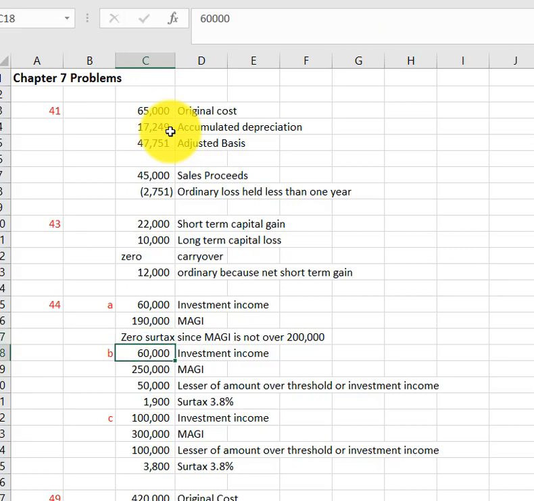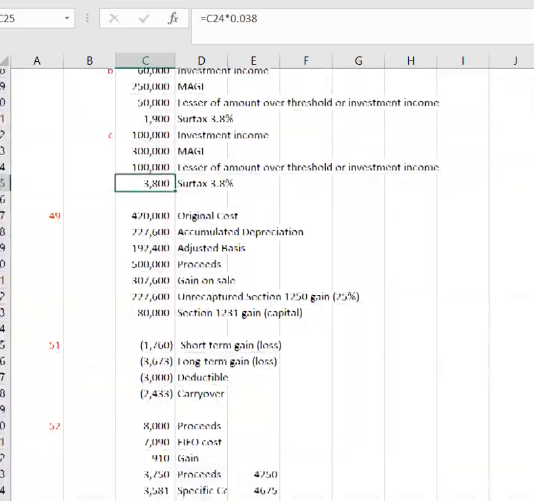Second scenario, same investment income, but this time the modified adjusted gross income is over the threshold by 50,000, and so we pay the surtax on the lesser of the amount over the threshold or the investment income. And then finally for C, investment income this time is up to 100,000, modified adjusted gross income up to 300,000. So both the amount of the investment income and the amount over the threshold is the same. So either one you want to use, multiply by 3.8% to get your surtax or additional taxes.